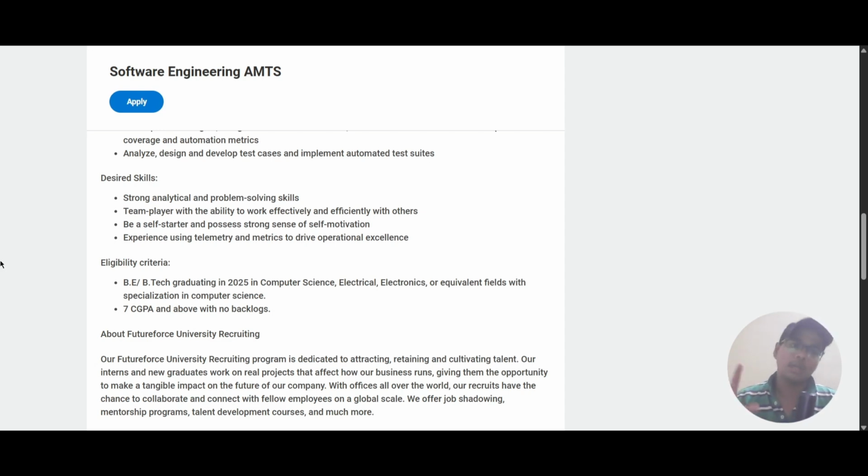Here comes the important part, that is eligibility criteria. If you are from BE or B.Tech, graduating in 2025 and you have done your degree in the specialization of computer science, electrical or electronics or other equivalent fields, but in that you should have a specialization computer science. Even if you are pursuing electrical or electronics degree, there should be a paper for computer science. So then only you would be eligible to apply for this role. So then you should have like 7 CGPA and above, and there should be no backlogs.